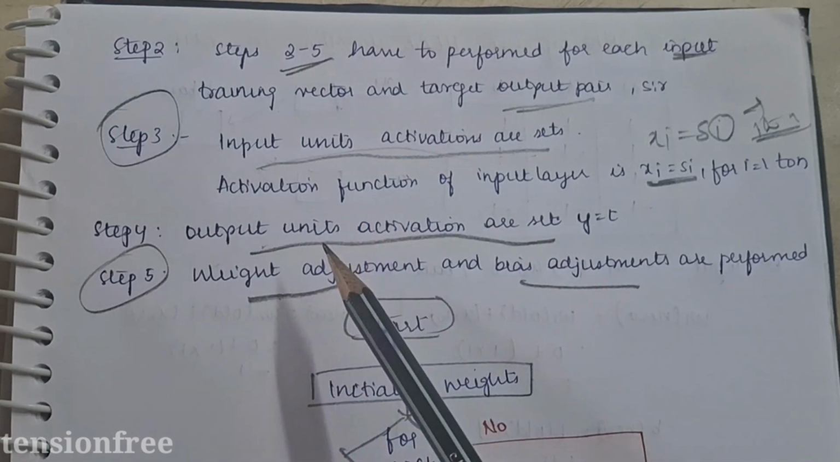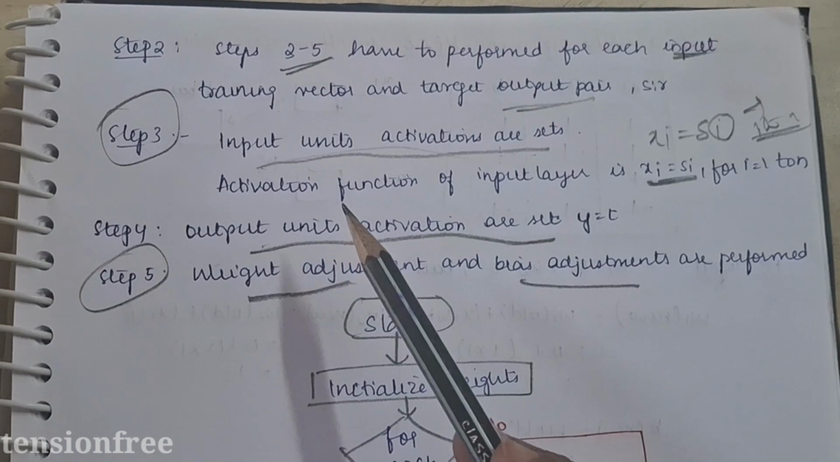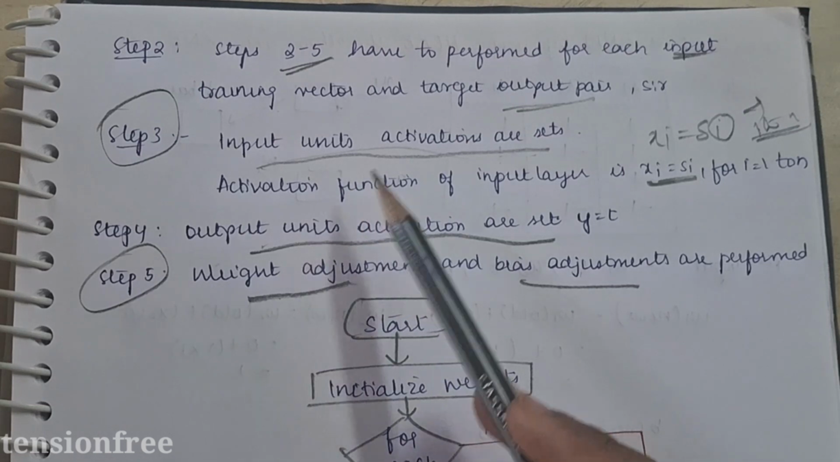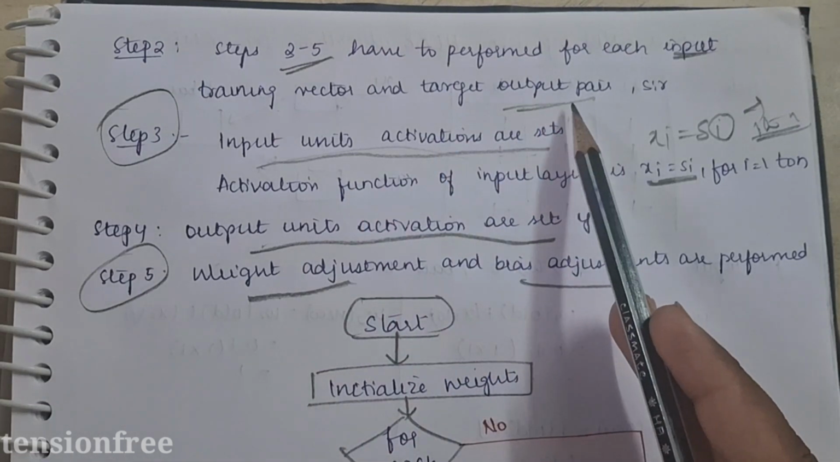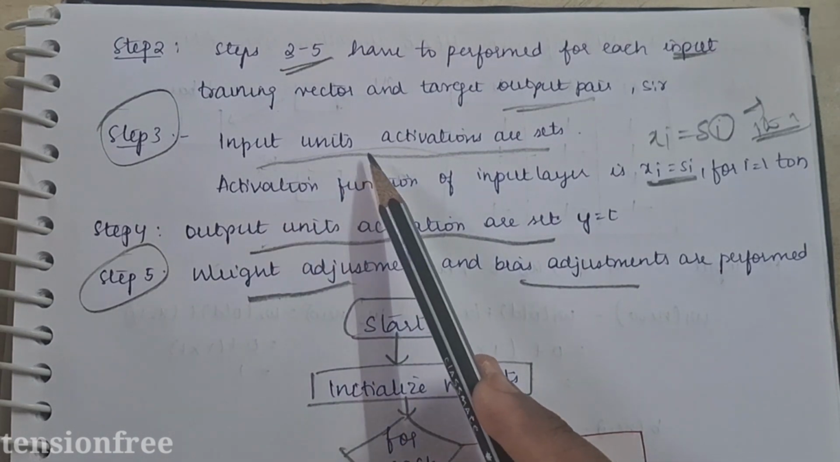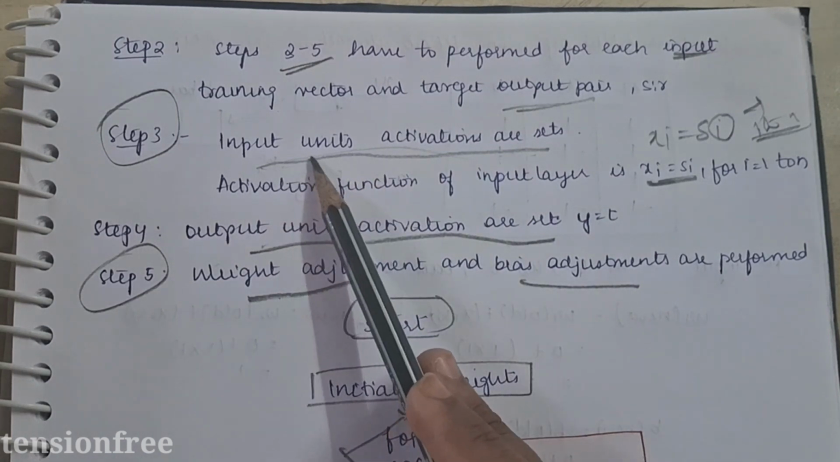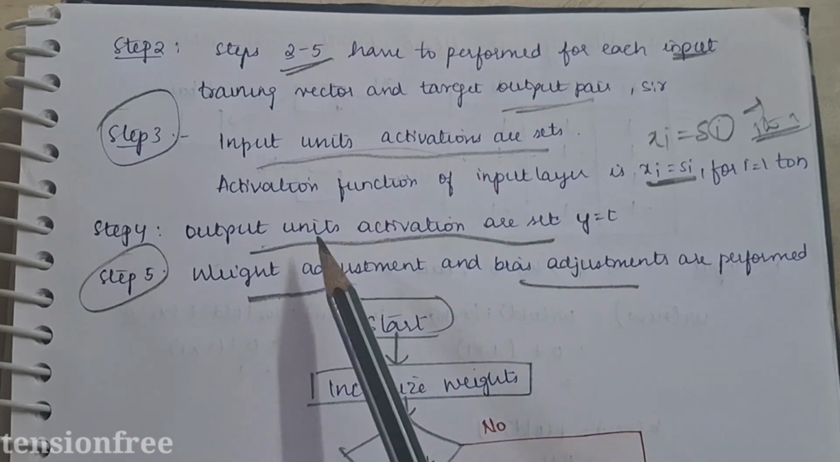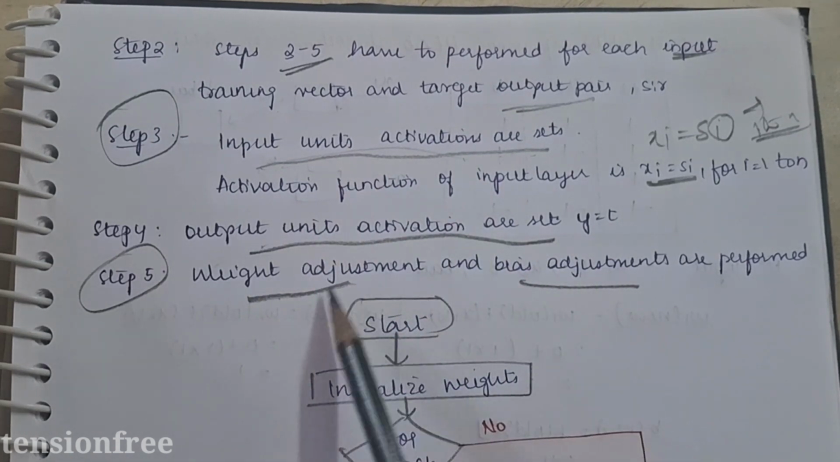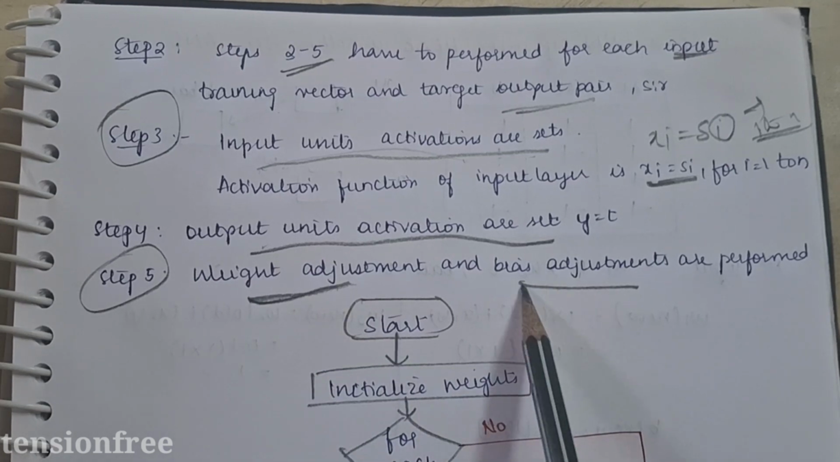In the first step, we initialize. In the second step, we perform the third to fifth steps for each input training vector and target output pair. In the third step, first we take the input unit activation, and in the fourth step the output activation. After these two, the next step is adjusting the weight and the bias.